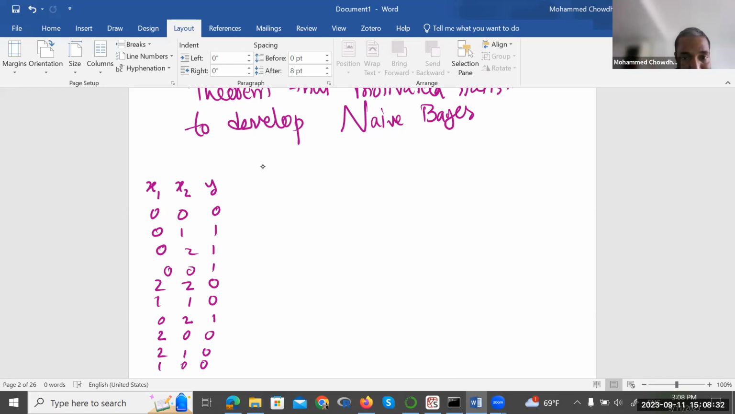In this data, how many zeros are there? Y equal to 0. You are getting 6/10. And which is the prior probability? Y equal to 1, which is equal to 4/10. So how many zeros? There are 6 zeros. How many ones? There are 4 ones. So that is what we have in here.